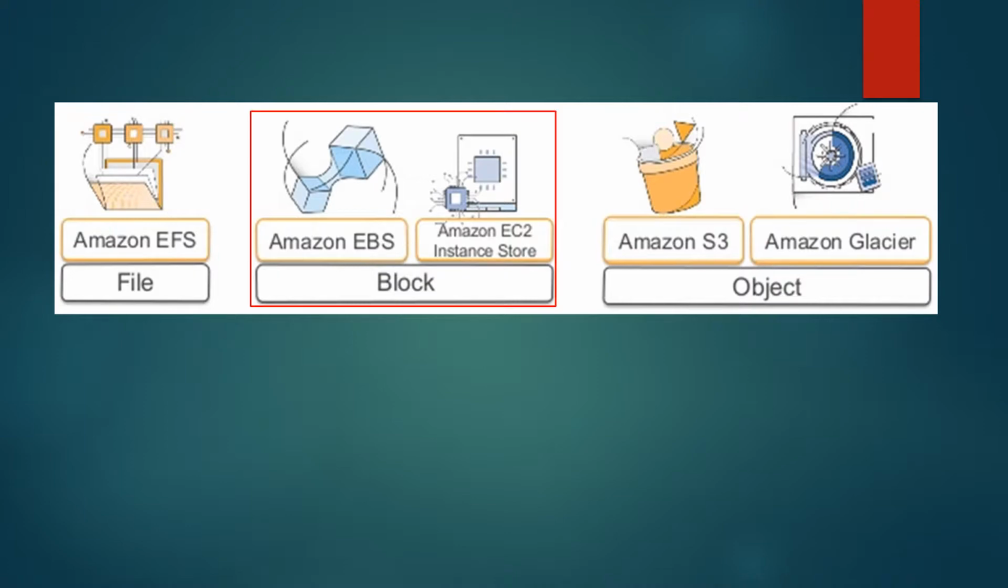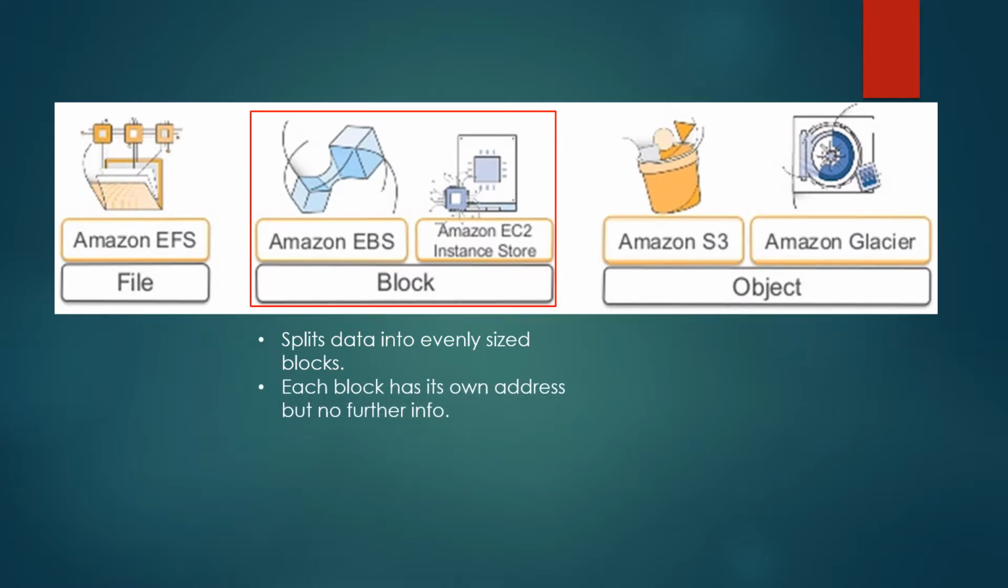The block storage involves splitting files into evenly sized blocks of data, each with its own address but no further information to provide any context as to what the data is. Amazon offers Elastic Block Store for block storage. In this storage service, it is easier to modify data, and this can significantly impact performance if modifications are frequent.